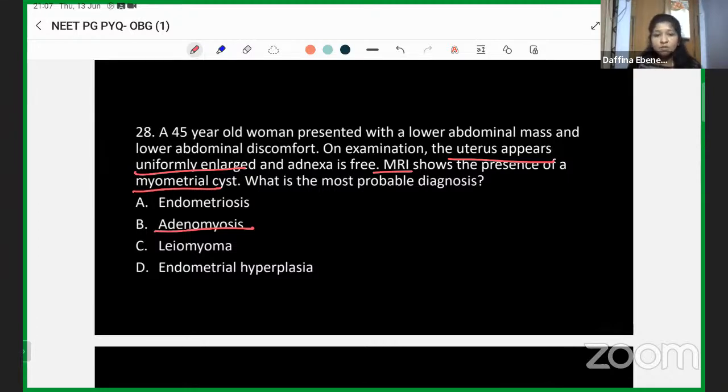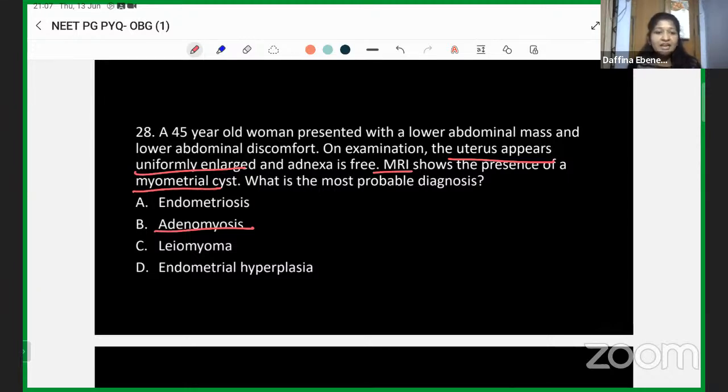So what is adenomyosis? Adenomyosis is the proliferation of both endometrial glands and stroma into the myometrium of the uterus. So implantation of endometrial glands and stroma into the myometrium is called adenomyosis. It can be either a diffuse adenomyosis or a focal localized lesion. When it is a focal localized lesion, you call it an adenomyoma. So what is the clinical picture?